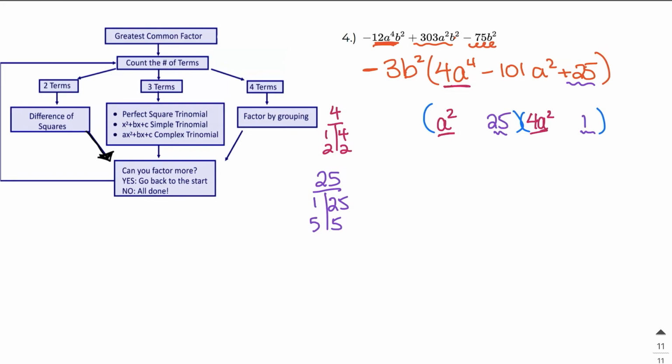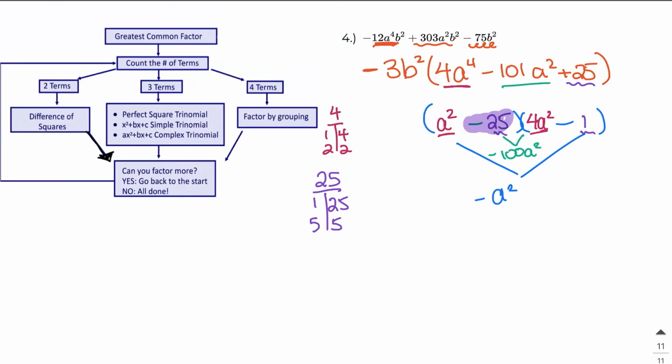So my outer here would give me 1a squared. My inner here would give me 100a squared. And I can get the negative 101a squared that I'm looking for here if these are both negative. So I will put a negative here and a negative here. And double check to make sure that this works. Negative 25 times negative 1 does in fact give me the positive 25 that I am looking for here.